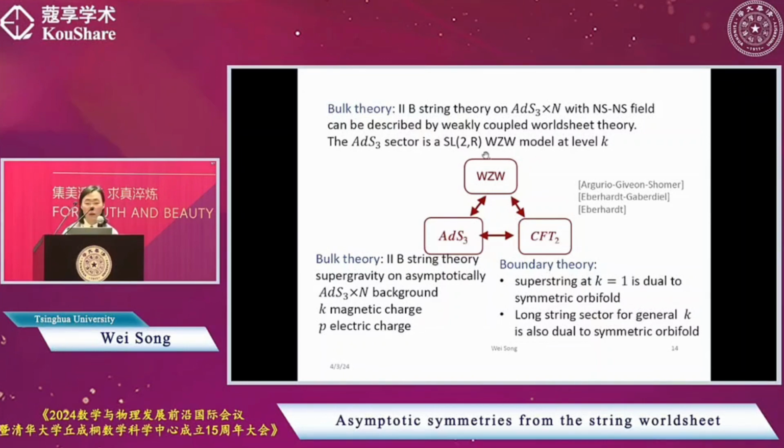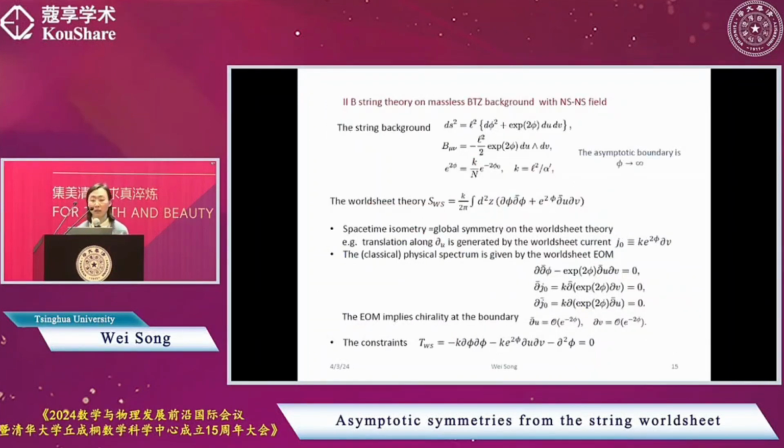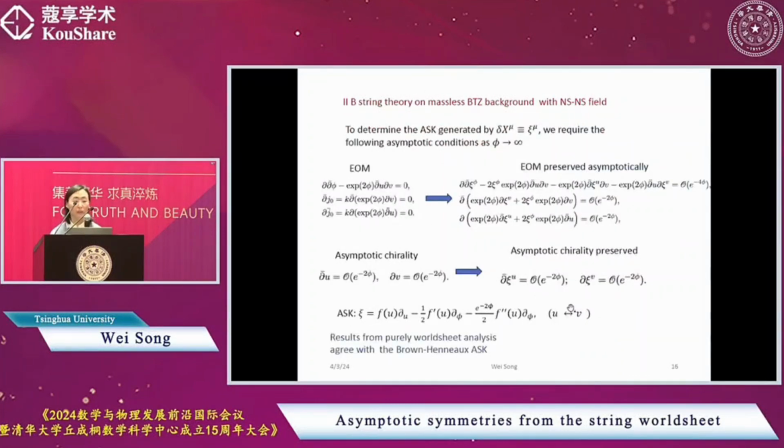And this triangle diagram describes three equivalent descriptions of the same theory. The top is the worldsheet theory, and the left-hand side is the supergravity limit, and the right-hand side is the two-dimensional conformal field theory. Now, there are some details of the model, and what I want to stress is the following.